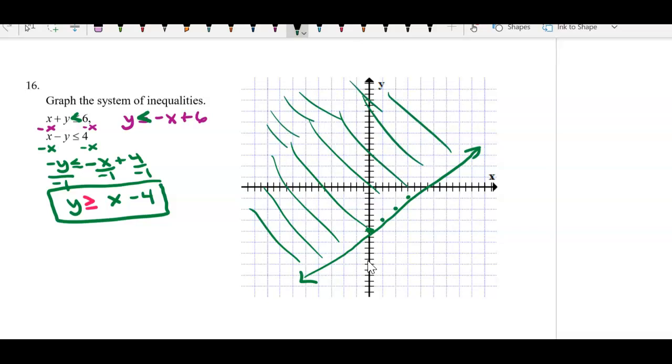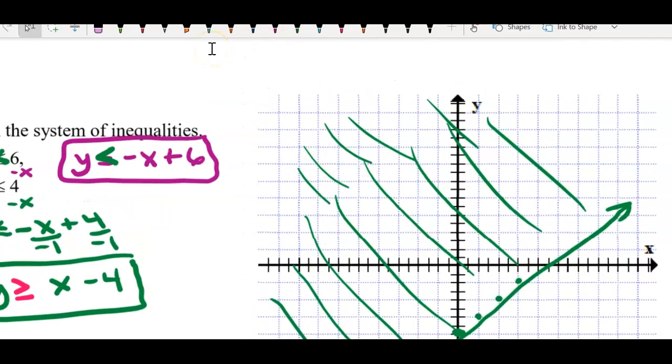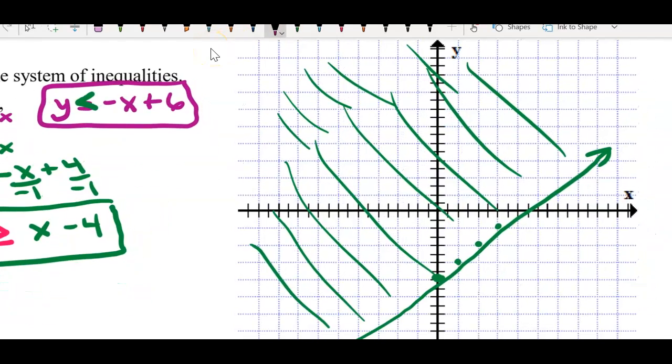Okay, now let's graph the other one. I'm going to graph that one in purple. So we'll start at positive 6 up here. See if I can zoom it in a little bit more. Okay, so 1, 2, 3, 4, 5, 6 is there.